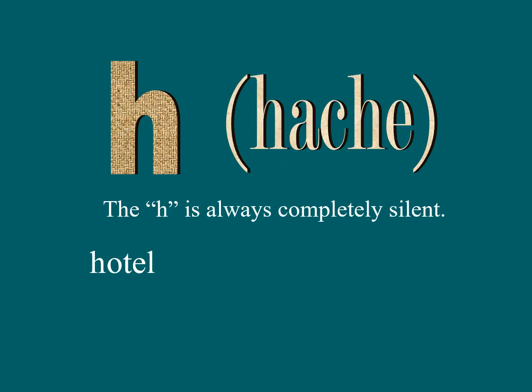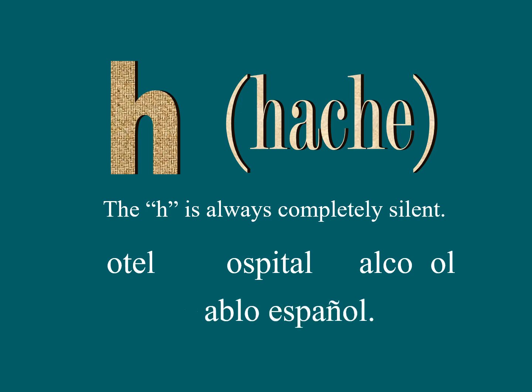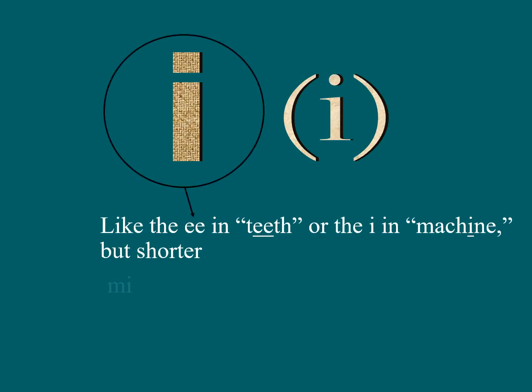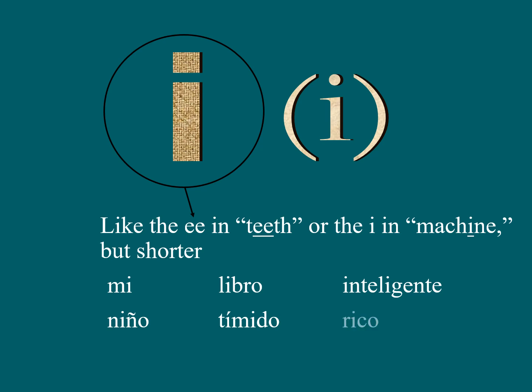H. The H is always completely silent, like in hotel, hospital, alcohol. Hablo. I. Like the E in teeth, like the double E in teeth, or the I in machine, but shorter. Like me, niño, libro, tímido, inteligente, rico.